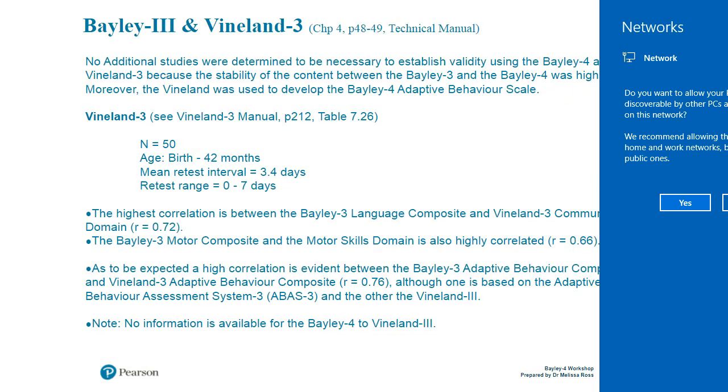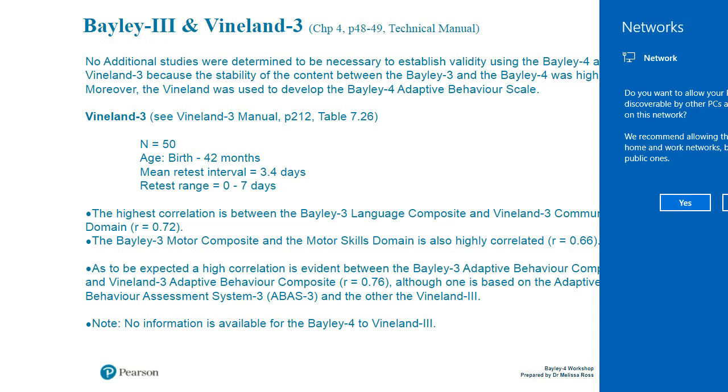No additional studies were determined to be necessary to establish validity using the Bayley-4 and the Vineland-3 because the stability of the content between the Bayley-3 and the Bayley-4 was high. Moreover, the Vineland was used to develop the Bayley-4 Adaptive Behaviour Scale. This information is reported as part of the development of the Vineland-3. Please refer to Vineland-3 Manual, page 212, table 7.26.